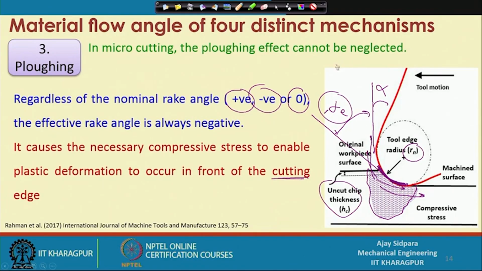Even if it is small, depending on the radius of the cutting edge and the uncut chip thickness, some material or some part will be plowed in the later stage. So, we have to optimize our machining parameters, that is speed, feed and depth of cut, in relation to the uncut chip thickness and the cutting edge radius to get efficient material removal.